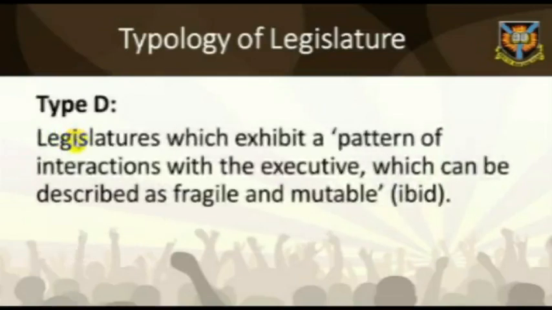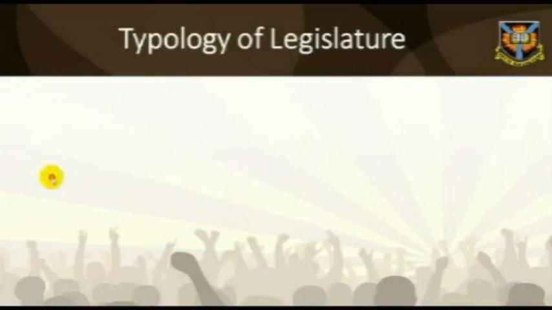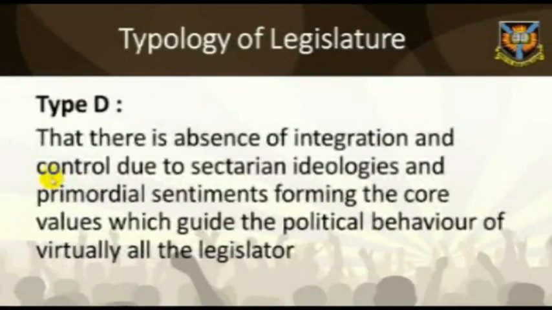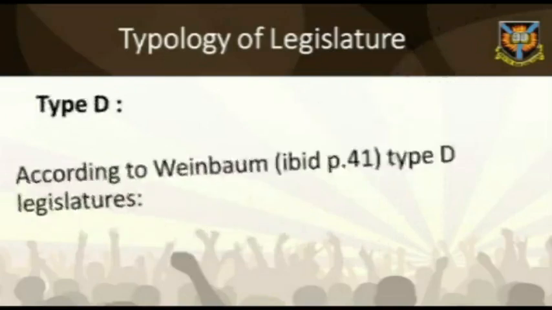Type D. In this category, we have legislatures which exhibit a pattern of interactions with the executive which can be described as fragile and mutable. Structural deficiency and weak value system dominate the parliamentary affairs in such political systems that have Type D legislature. The underlying element of this category is that there is absence of integration and control due to sectarian ideologies and primordial sentiments forming the core values which guide the political behavior of virtually all the legislators.